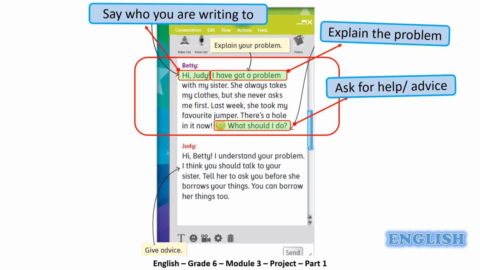So, to write a text message to ask for advice, you need to start the text message with saying who you are writing to. After that, you explain the problem, and at the end, you ask for advice. Let's move on to the next type of text messages.